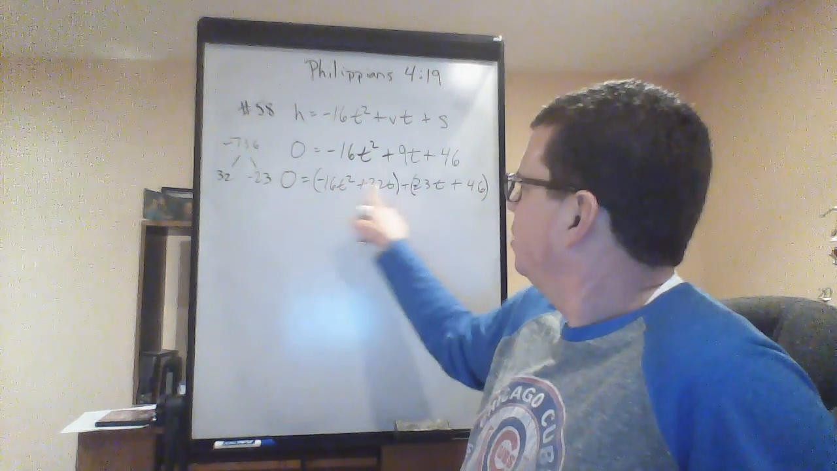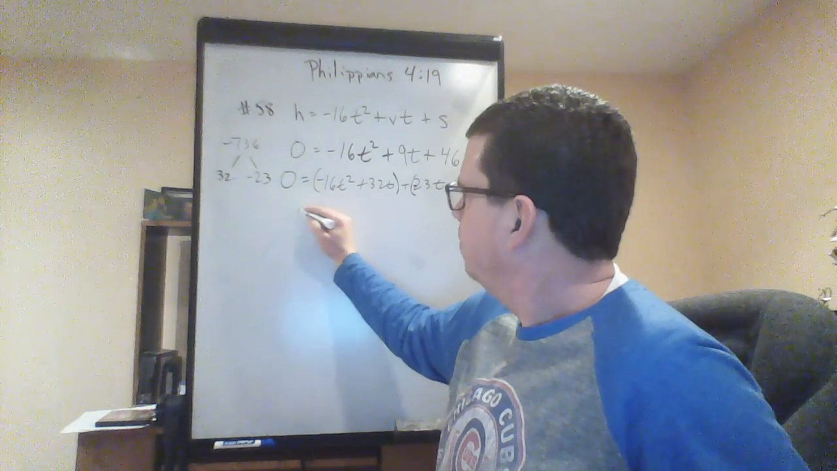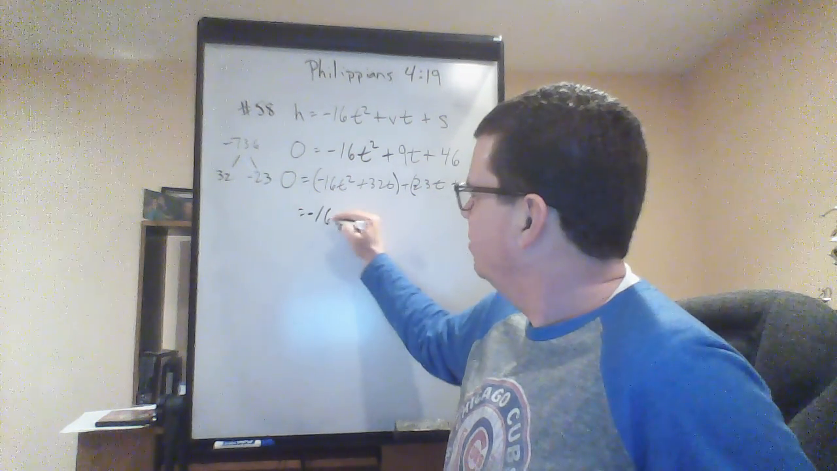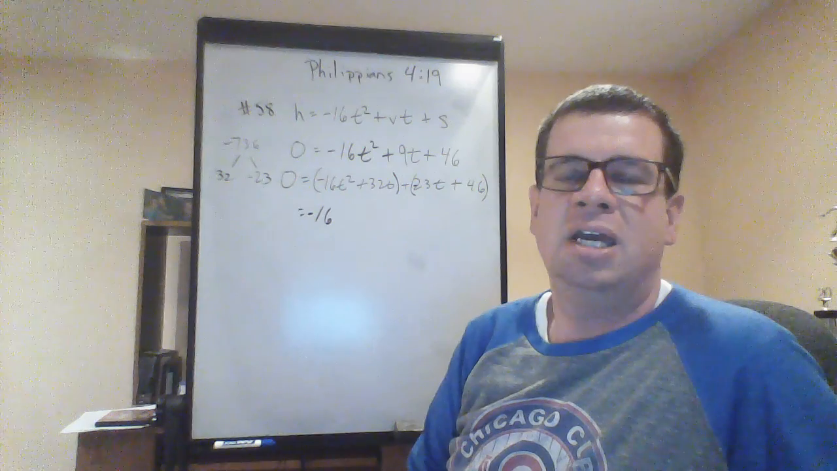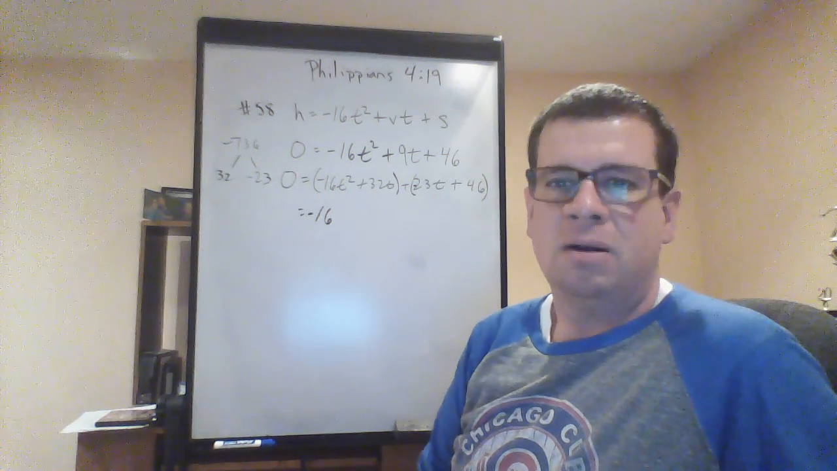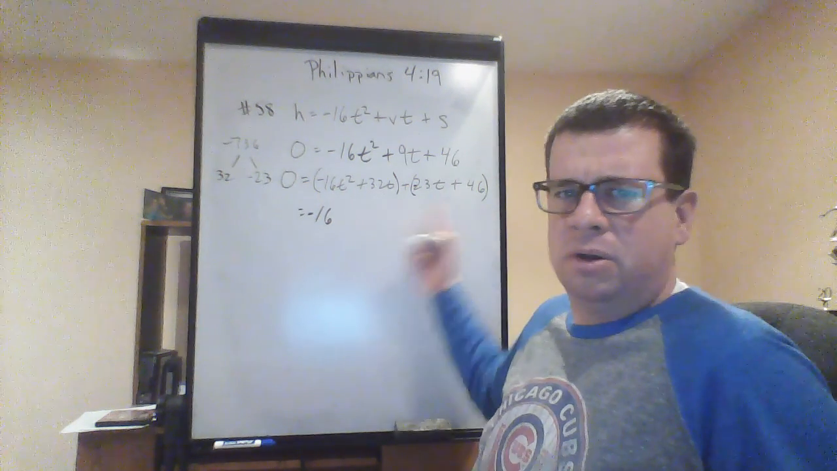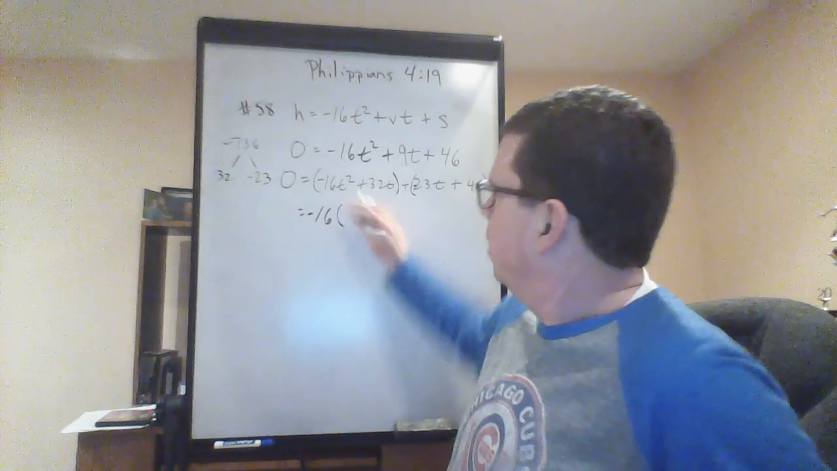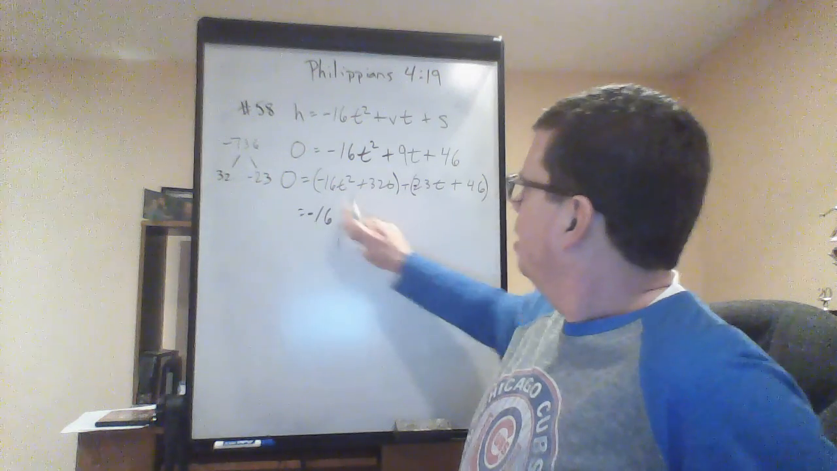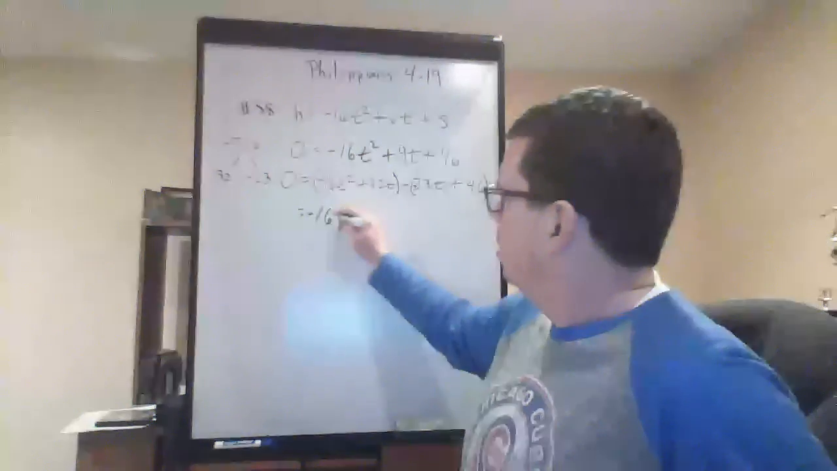What can I factor out of that? Well, negative 16 and 32, I'm going to take out a negative 16. You could take out a positive 16. It really doesn't matter. Your work might look a little different once we get to this part. But I'm going to take out a negative 16.